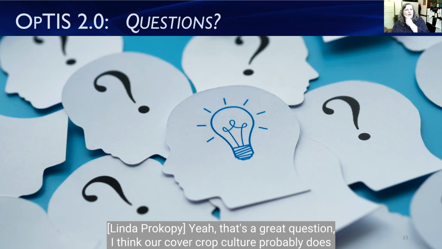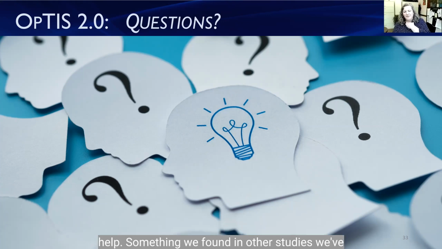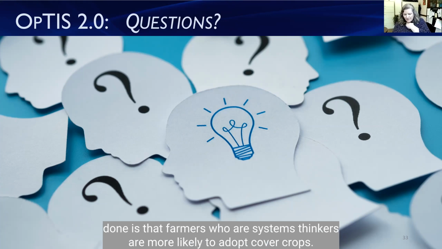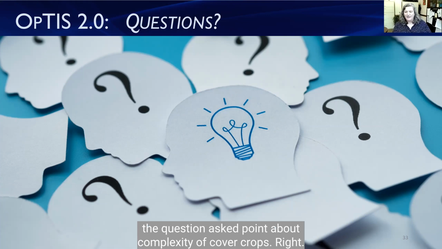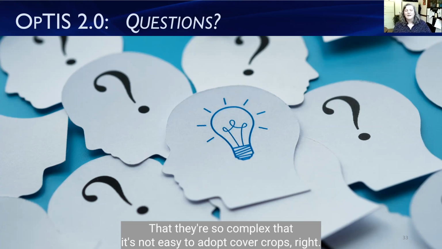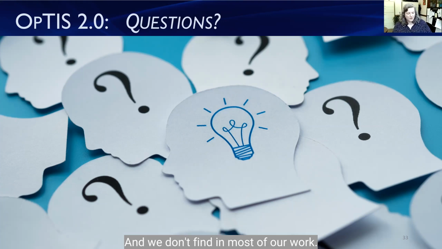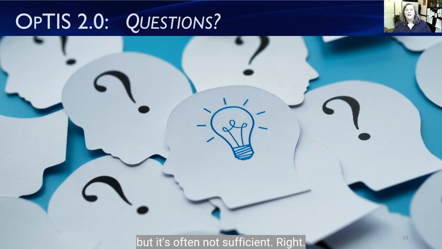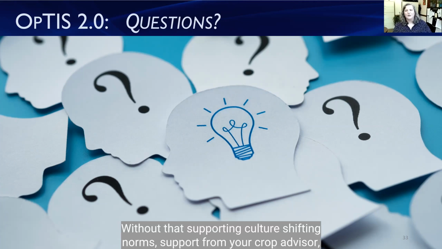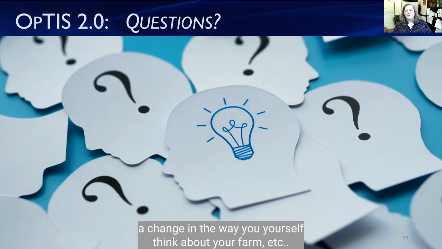Yeah, that's a great question. I think cover crop culture probably does help. Something we found in other studies we've done is that farmers who are systems thinkers are more likely to adopt cover crops. And I think that gets to the question asker's point about complexity of cover crops, right? That they're so complex that it's not easy to adopt cover crops, right? And in most of our work, we don't find that money is the limiting factor, right? Certainly financial support is necessary, but it's often not sufficient, right? Without that supporting culture, shifting norms, support from your crop advisor, a change in the way you yourself think about your farm, et cetera.